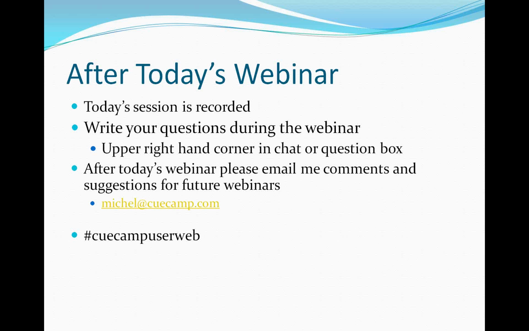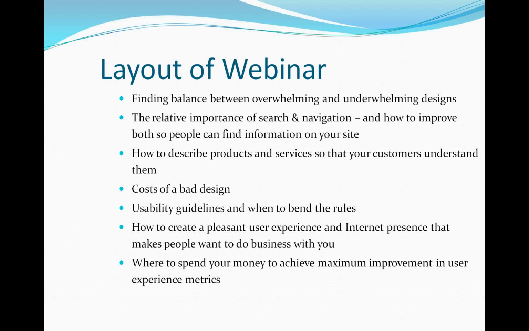The layout of today's webinar, we're going to talk about several topics. First, we're going to talk about finding balance between overwhelming and underwhelming designs. Then we'll talk about the relative importance of search and navigation and how to improve both so that your users can find information on your website. Next, we'll talk about how to describe products and services so that your customers understand them. We'll also talk about costs of having a badly designed website. We'll talk about usability guidelines and when to bend the rules. We'll talk about how to create a pleasant user experience and internet presence that makes people want to do business with you and your company. And lastly, we'll talk about where to spend your money to achieve maximum improvement in user experience metrics.